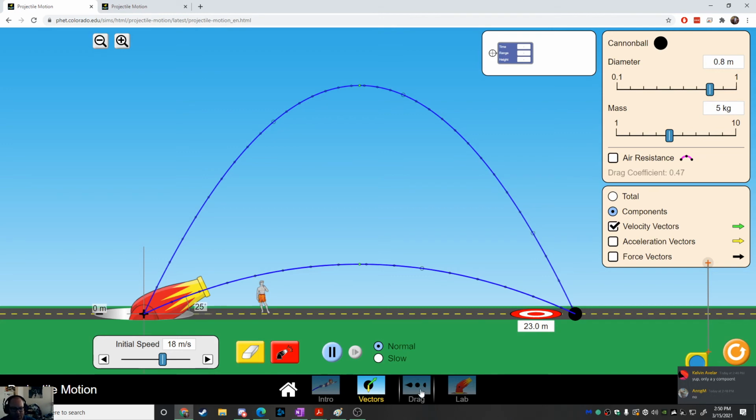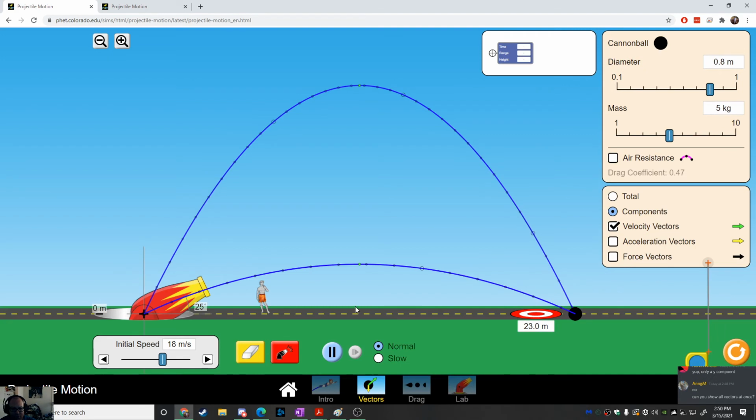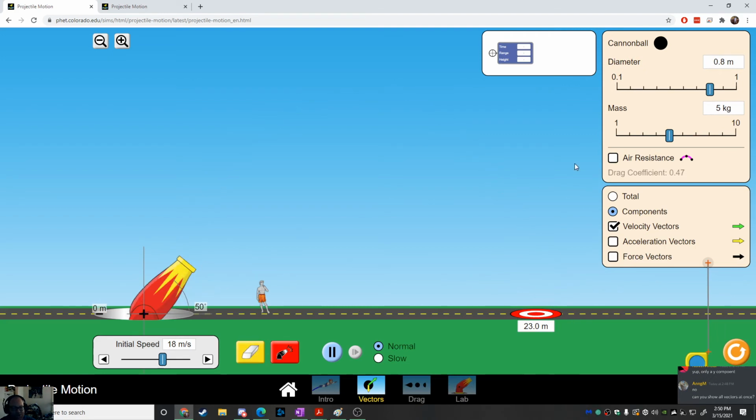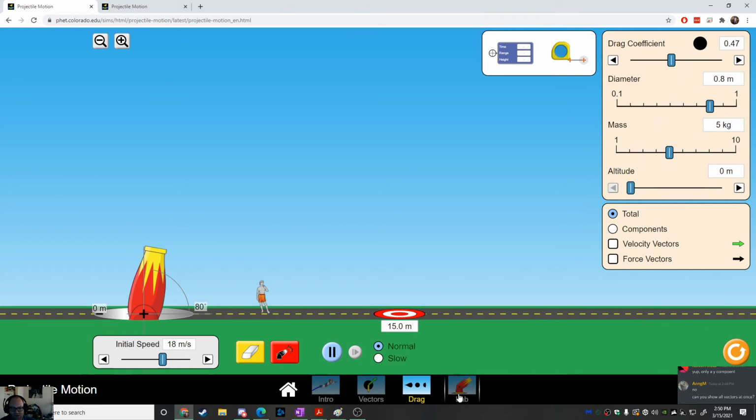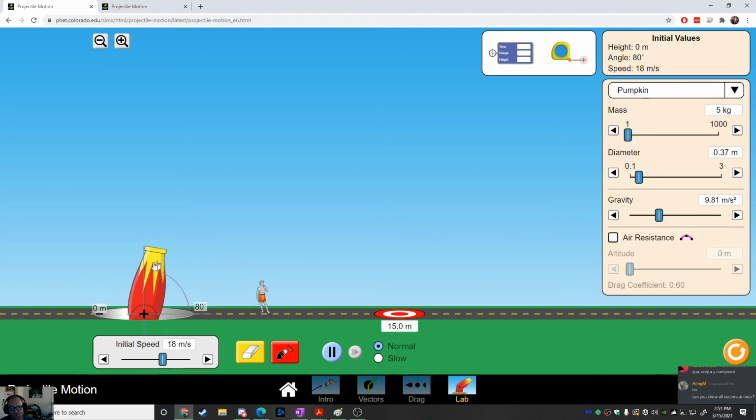You're more than welcome to come in here and play with this, and there's all kinds of things you can do. For example, oh, I thought you could change. Oh, here it is. Yeah, you can change the thing that you launch. So instead of launching a cannonball, you can launch a pumpkin, for example. Oh, this one actually allows you to get all kinds of angles. Now that's interesting. So like you can shoot a pumpkin.